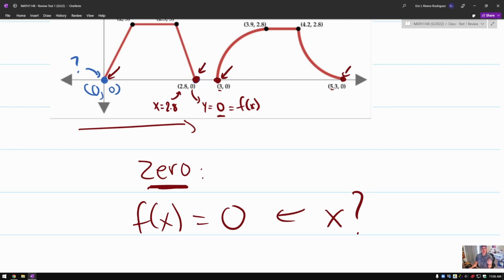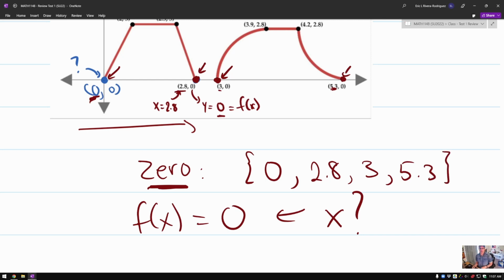How are we going to write set notation? Open with a curly bracket, and then we are going to separate each entry with a comma. So the first one is 0. Remember that we are talking about location, so we are going to refer only to the x values. 0, 2.8, 3, and 5.3. And we close with another curly bracket. And that is set notation.